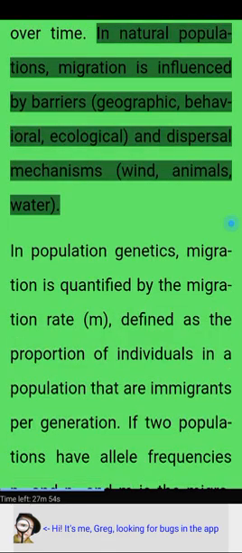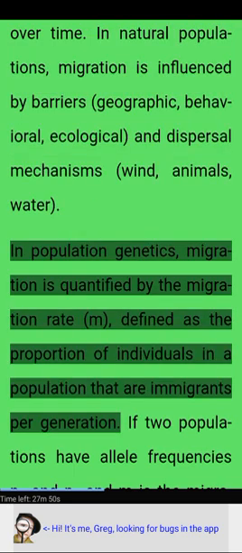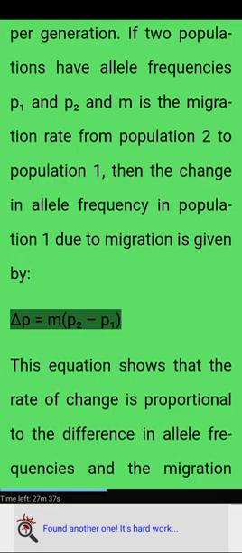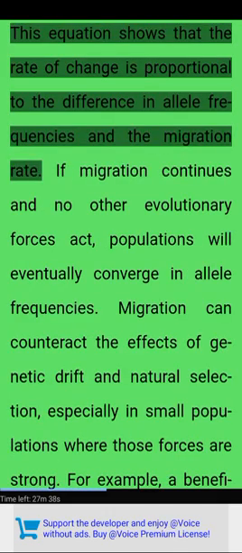In natural populations, migration is influenced by various geographic, behavioral, ecological, and dispersal mechanisms: wind, animals, water. In population genetics, migration is quantified by the migration rate m, defined as the proportion of individuals in a population that are immigrants per generation. If two populations have allele frequencies p1 and p2, and m is the migration rate from population 2 to population 1, then the change in allele frequency in population 1 due to migration is given by delta p equals m(p2 minus p1). This equation shows that the rate of change is proportional to the difference in allele frequencies and the migration rate.